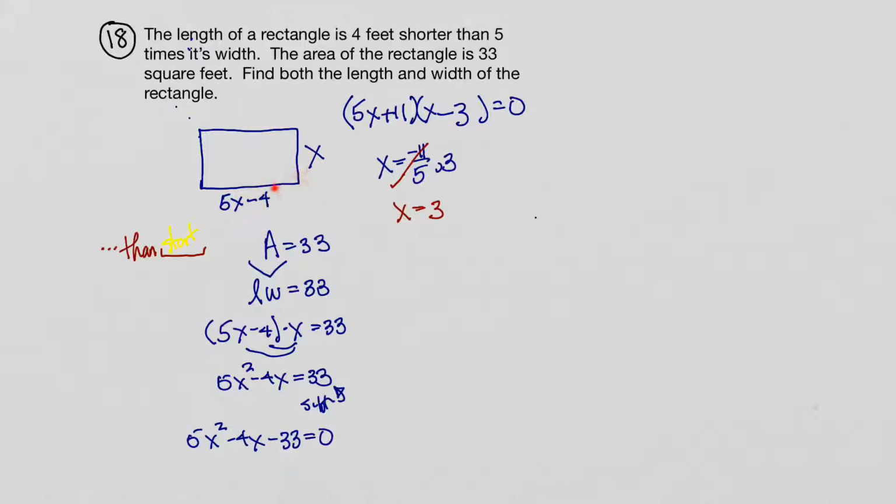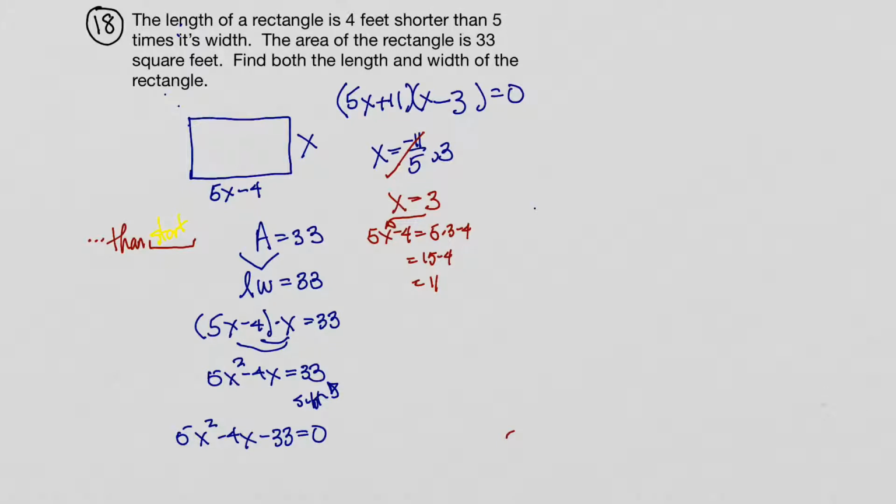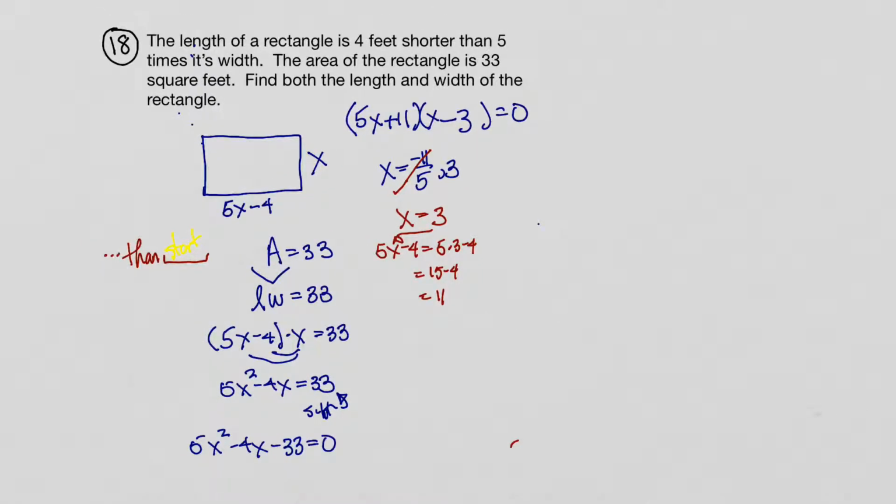Now the length is right here below it. So I'm going to write it right there, right below it. So 5x minus 4 equals, and there's x right there. So I get 5 times 3 minus 4. I get 15 minus 4. There's the 11. So if we just summarize our results now, what we've got is that the length is 11 feet and the width is 3 feet.